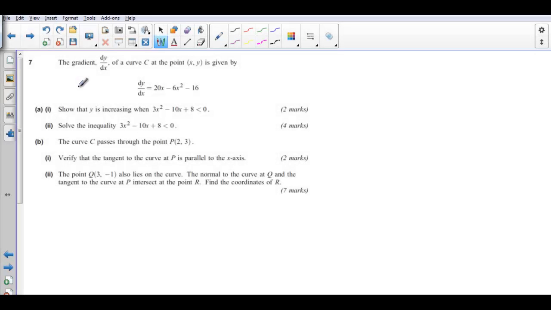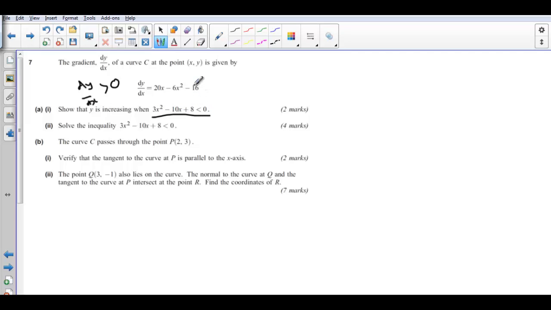So we've got another differentiation question. The gradient dy by dx of the curve C at the point (x, y) is given by this expression. For 2 marks, part A, show that y is increasing. Y is increasing, you mean it's going up. You mean dy by dx. If things are going up, dy by dx must be bigger than 0. Show that that is true when that is less than 0.